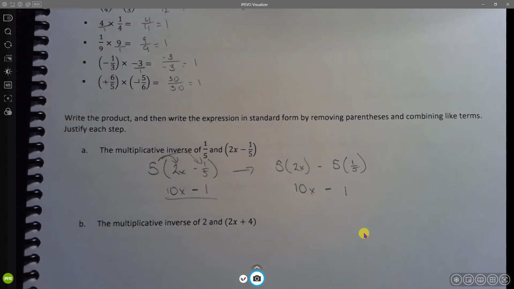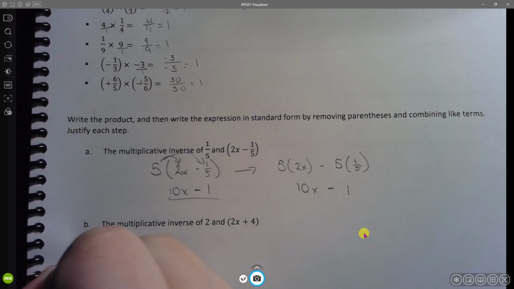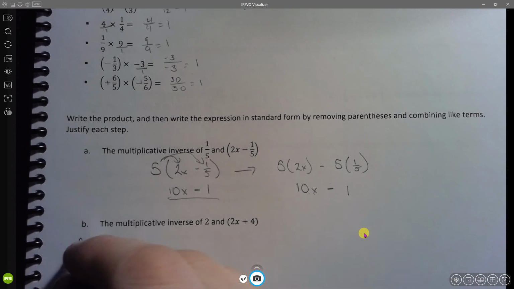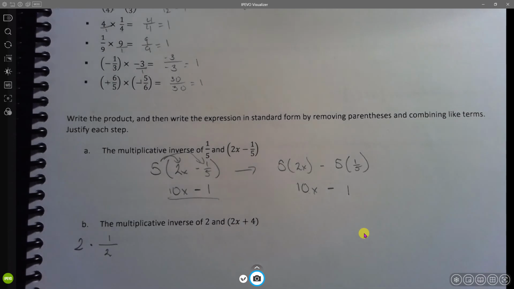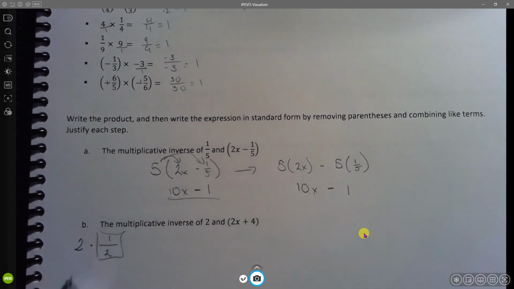Okay? Now look at B, the multiplicative inverse of 2. So here's 2. I want to find the multiplicative inverse. Now to find the multiplicative inverse of a whole number, it's actually quite simple. You take the whole number, write it as a denominator in a fraction, and then write 1 in the numerator. 1/2 is the multiplicative inverse of 2.